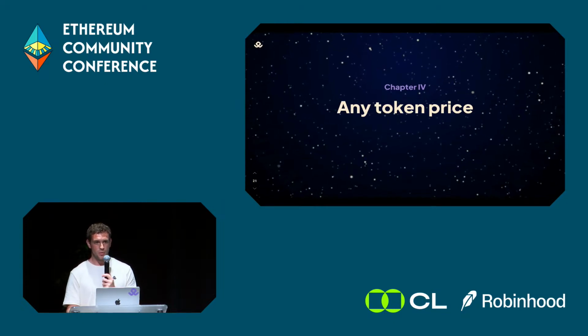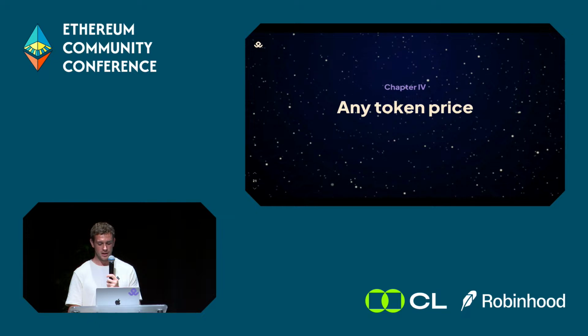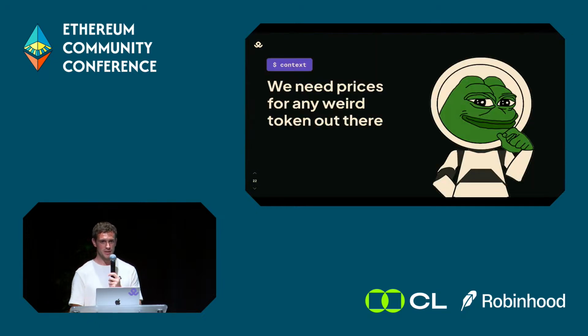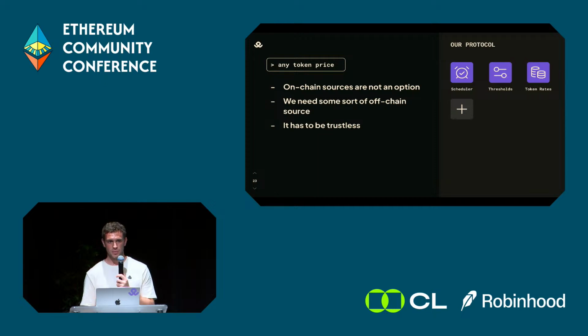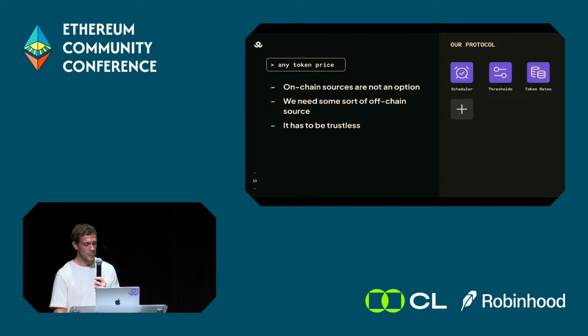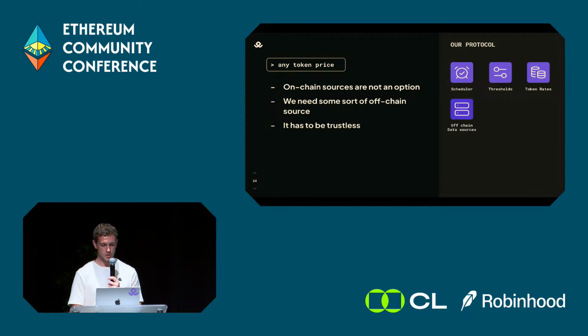But what will happen if we want to add any token price? Our users will probably need prices for any weird token out there. And as you may know, if you tested some of these on-chain oracles, it's not a common thing. There are many tokens out there that don't have on-chain support to query their prices. So we will need to rely on some sort of off-chain data source. But remember, it has to be trustless. So now things get a little bit more complicated. We'll need to add some sort of off-chain trustless data source to our protocol.